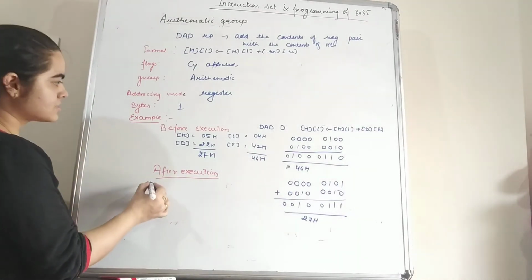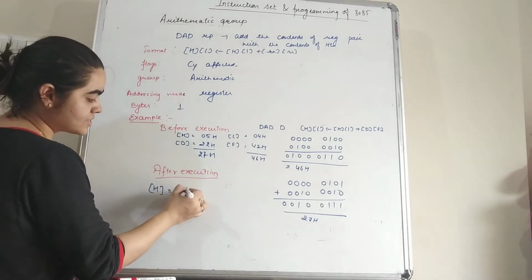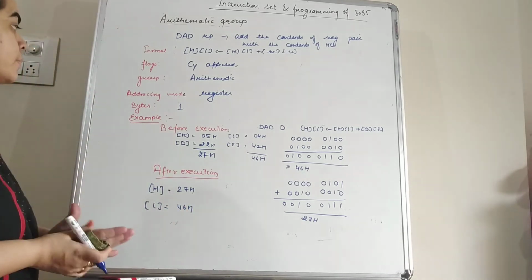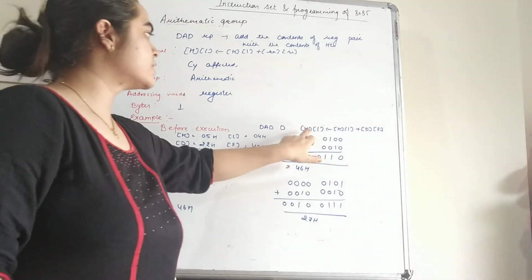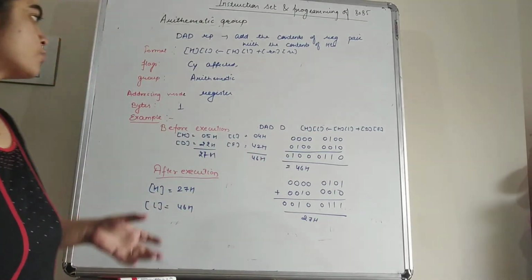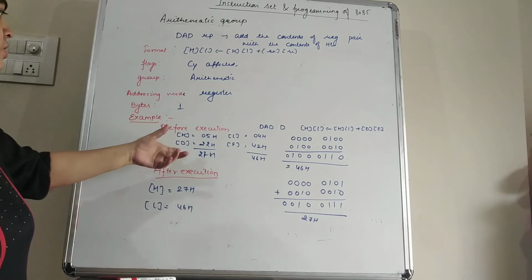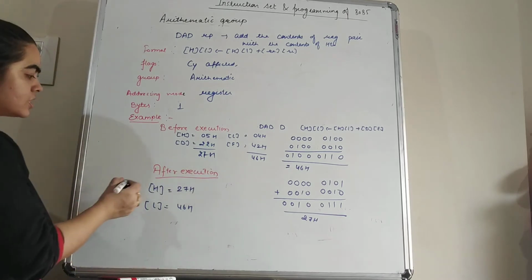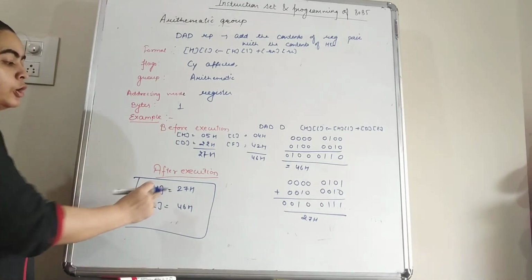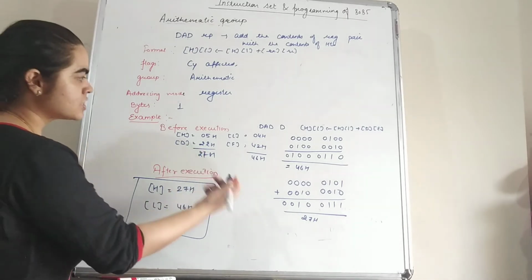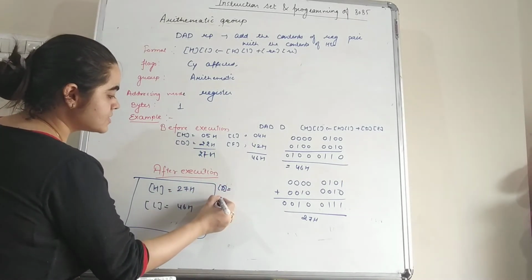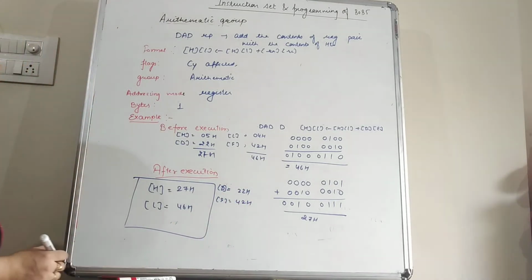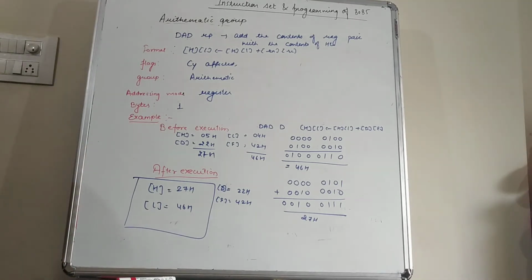Now students, after execution H has the value 27H while L has the value 46H. Why? Because after adding these values, the result is finally stored in HL. Whatever values we get after adding H with D and L with E, the result is finally stored in H and L. So the final result after execution is 27H in H and 46H in L, and D and E remain the same. D again has the value 22H, and E has the value 42H. So this is the DAD instruction.